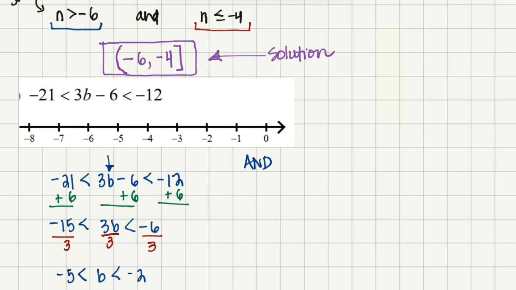So that means b can be any value that is between negative 5 and negative 2, but not including negative 5 or negative 2. So not including negative 5, not including negative 2, but every value between. Therefore, our solution is an open interval, -5 to -2 with an open interval.